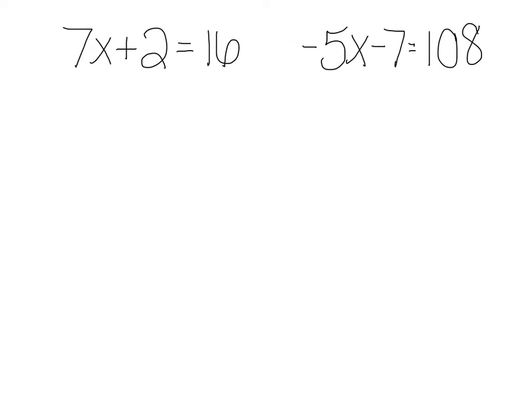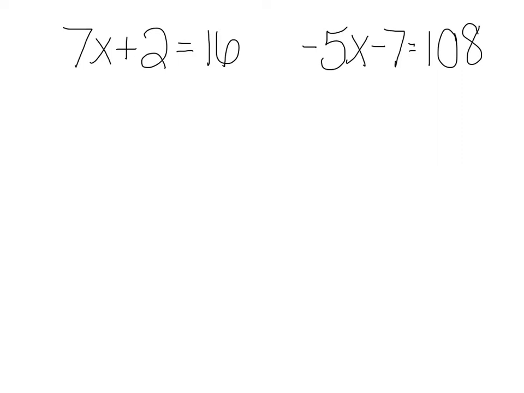Now we're moving on to two-step equations. Two-step equations, you're basically going to do your order of operations backwards. So our order of operations is PEMDAS: parentheses, exponents, multiplication and division, which go together, and addition and subtraction, which go together. To solve equations, we want to do it backwards. We want to do our addition and subtraction first, then our multiplication and division, then our exponents and our parentheses.